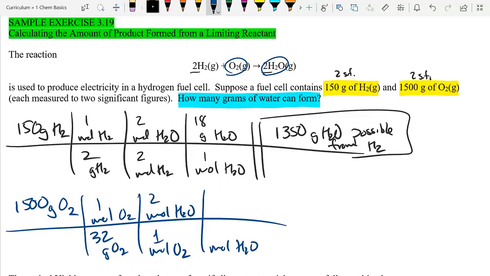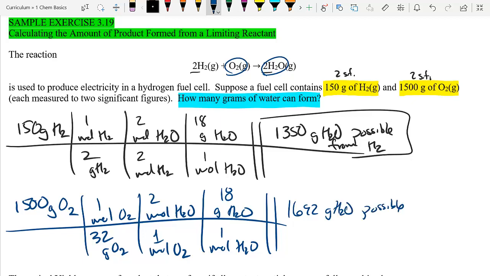Now cancel your moles of water to find the grams of water. Once again, 18 grams per mole. We do the math on that, multiplying 1,500, divide 32 times 2 times 18, the ones we don't care about, right? And that gets us to 1,692 grams of H2O are possible from our oxygen source. Now doing comparison, we see 1,350 is smaller than 1,692, so that 1,692 can't happen. What we've learned is the hydrogen is limiting in this reaction.